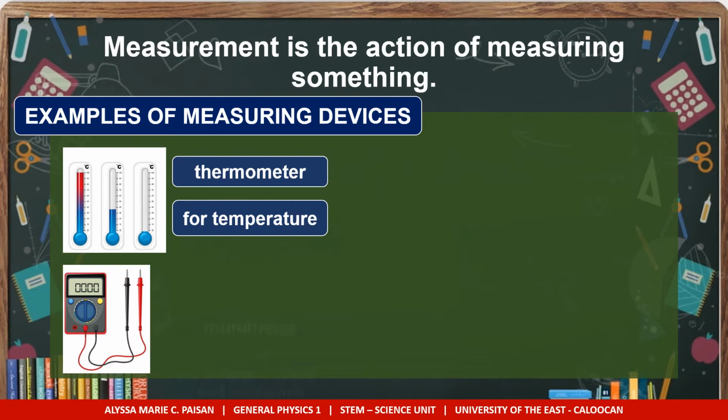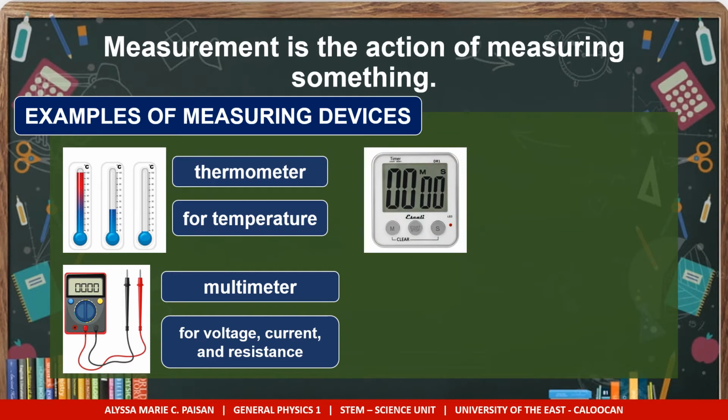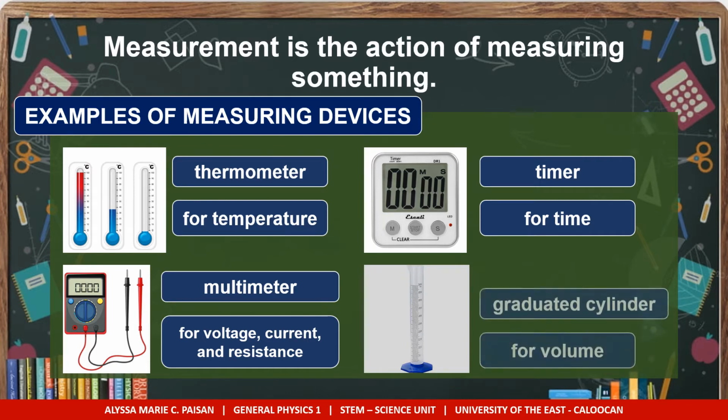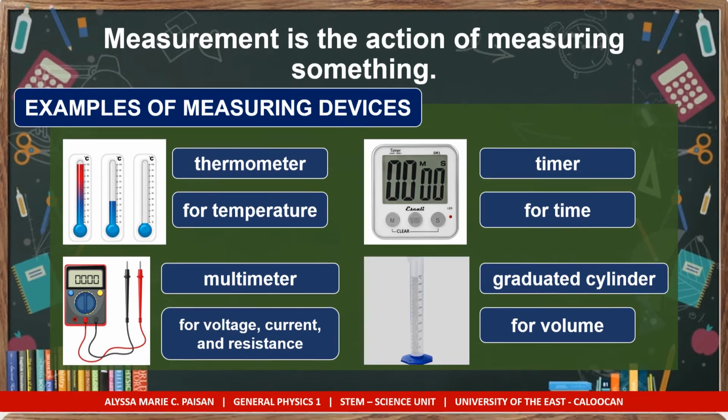We will also need multimeter, which is used for measuring voltage, current, and resistance. We also have the timer, and it is used to measure time. And then we have the graduated cylinder, which is used to measure volume. Aside from this, we also have several measuring devices used for measuring length. And we know that in physics, length and distance are very important.